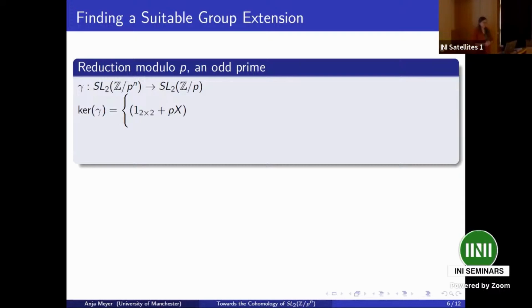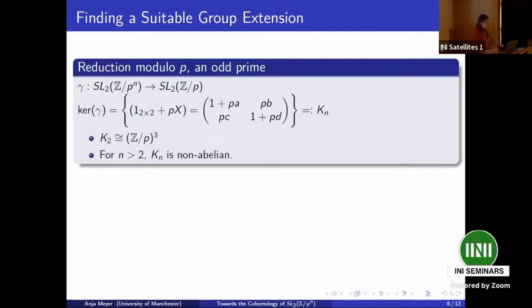And this thing has a kernel. And this kernel is the set of all matrices of the form the 2x2 identity matrix plus p times some other 2x2 matrix. And of course, this has to be a subset of SL2. And in particular, this looks like this. And the name we're going to give it is K_n. Now, because this often sparks a little bit of confusion later on, the n always refers to the level. So the n in the K_n always refers to the Z/p^n. So now we have that. Let's see if we can find any information about those.